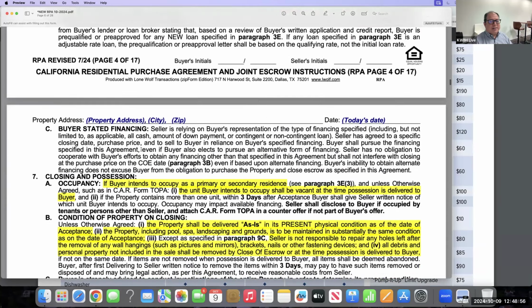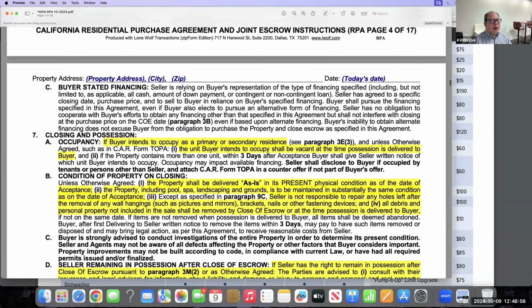Okay, let's keep going. Closing and possession. If buyer intends to occupy the property as primary or secondary residence, the unit the buyer intends to occupy shall be vacant at the time of possession. This is saying in the contract, buyer is getting a vacant property. We don't touch anything.